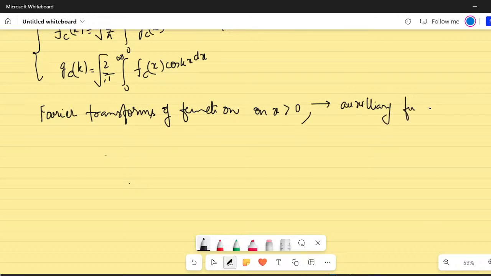Now what is an auxiliary function? A function which is defined for all x less than 0.